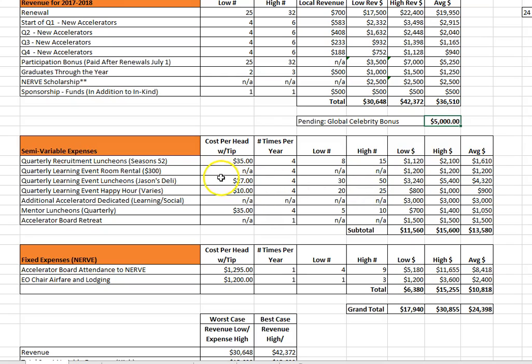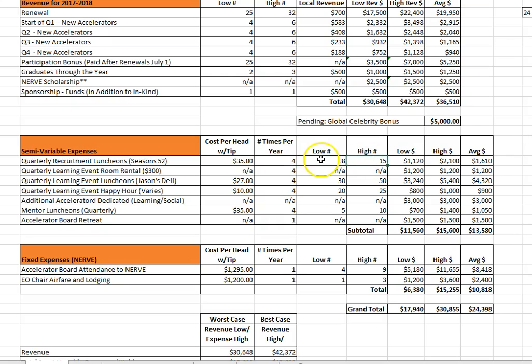Then on the variable expense side, these are items associated with, so we got 4 of these that happen quarterly. For the recruitment luncheons, again, we bring people on quarterly, and the number of times per year is 4.